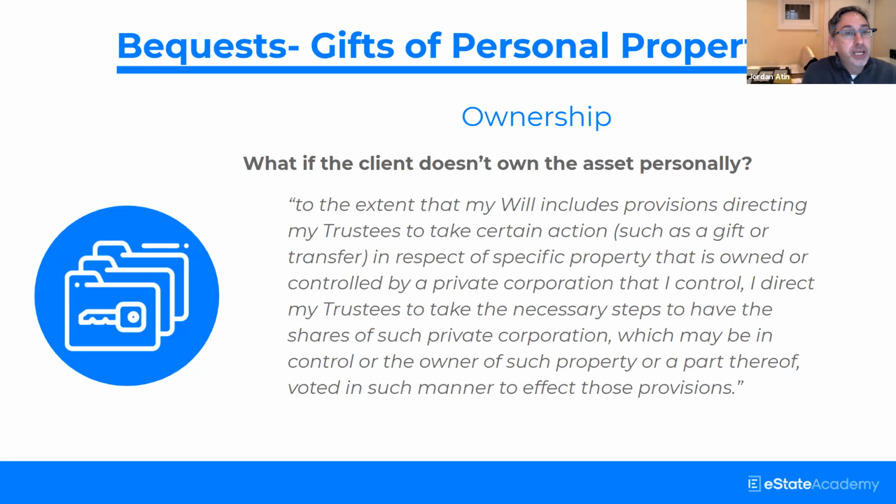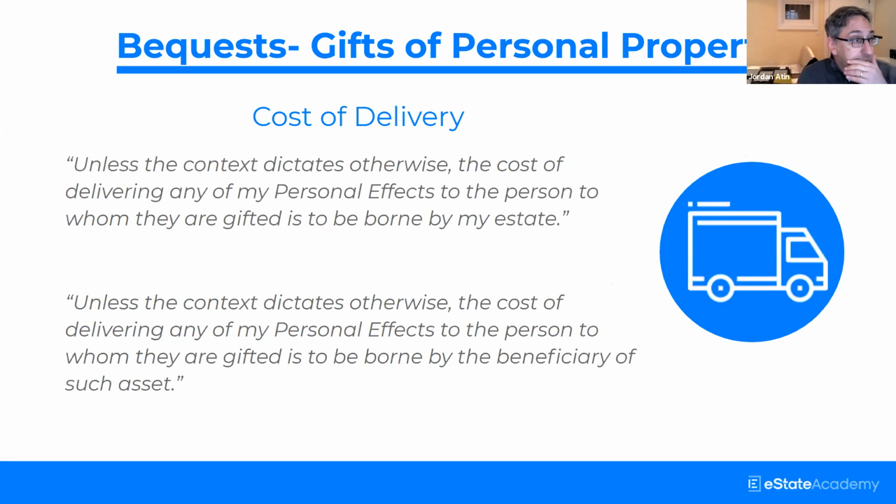Now there are cases that go the other way, but what I would like to include in my wills, and what eState does automatically if you use our software, is a clause that says if I make a gift of a specific asset that ends up being owned by a private corporation that I control, then I direct my trustees to take whatever steps they need through the corporation to get that asset to that person. You can see how that could be a major problem if, either at the time the will was drafted, it turns out that they didn't really own it, or subsequent to the will, but before death, it was transferred into corporate ownership. So that's why I would recommend a clause such as this. It doesn't hurt to include it. If they don't own any corporations, it doesn't matter.